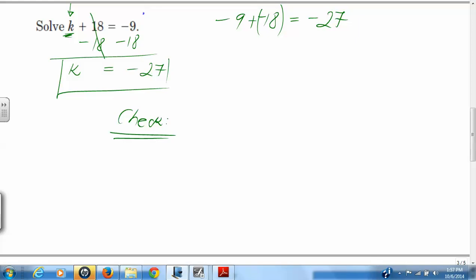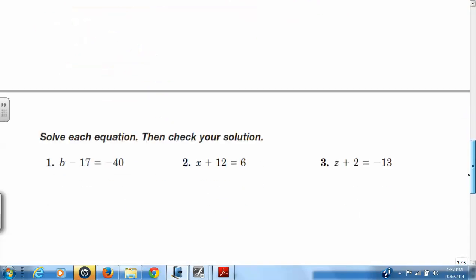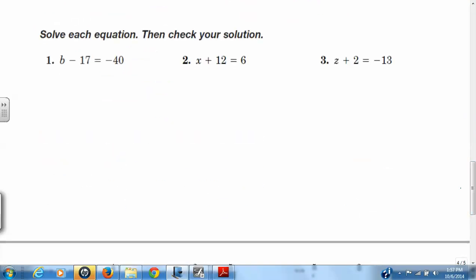How can you check? Remember, you get the initial equation and you plug in the answer that you have for k, and it should check out. Another problem. Let's do a few of them actually, right? Problem number 1 here. Solve the equation and check your solution.